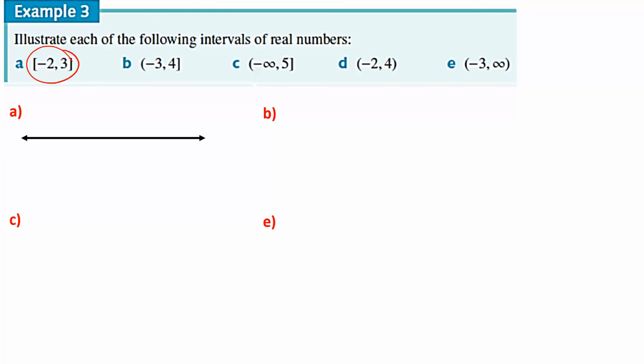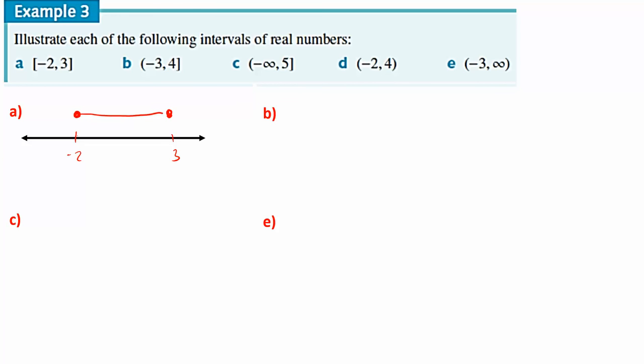Close brackets of 0 to 3. Not 0? -2, sorry. -2 to 3. So -2 to 3, that's the interval. Now, what kind of circle do I use? Does it include them? Yes, because it's closed brackets. Good. So it includes, so we use closed circles. That is A, from -2 to 3.